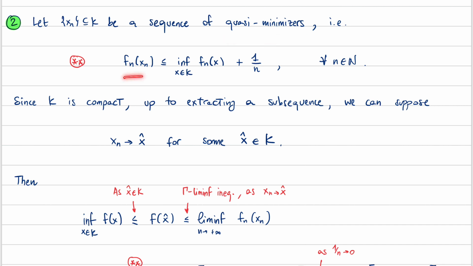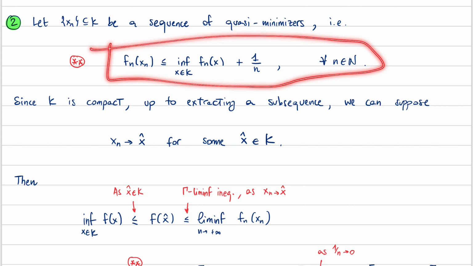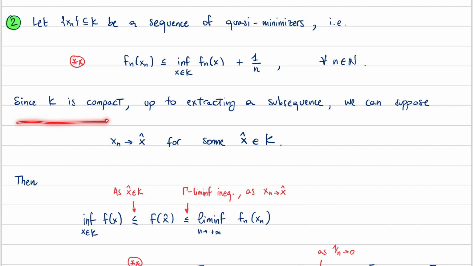The quasi-minimizers satisfy fn of xn less or equal than the infimum over K of the functional fn plus 1 over n, and this is satisfied for every n in N. Apologies, you don't even need a diagonal argument. Just choose epsilon equals 1 over n, and you can find such xn satisfying this estimate for every n. Now, since K is compact and xn is contained in K, up to extracting a subsequence, which we don't relabel, we can assume that xn converges to x̂ for some x̂ in K.